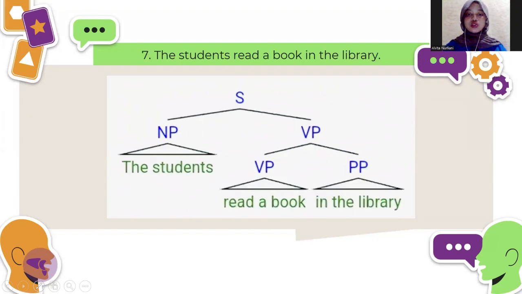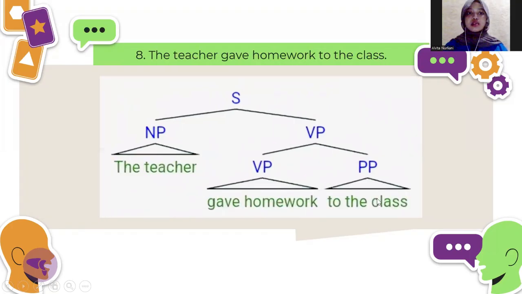Number 7, the students read a book in the library. Here, the students is the noun phrase, and then the verb phrase consists of the verb phrase read a book, and then the prepositional phrase in the library. Number 8, the teacher gave homework to the class. The teacher is the subject, and the verb phrase is gave homework to the class.